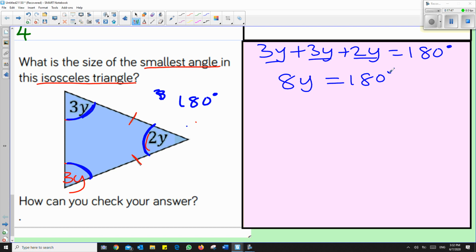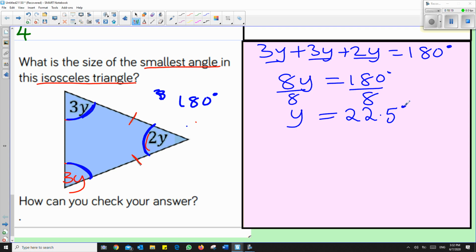So what is the value of y now? How can we find the value of y? We can find that by dividing by 8 both sides. 8 divided by 8 is 1, so we remain with y. We cannot write 1y, we just write y. 180 divided by 8, we get 22.5 degrees.